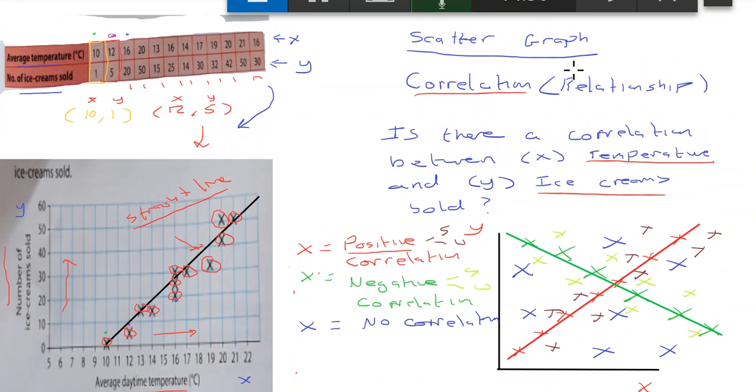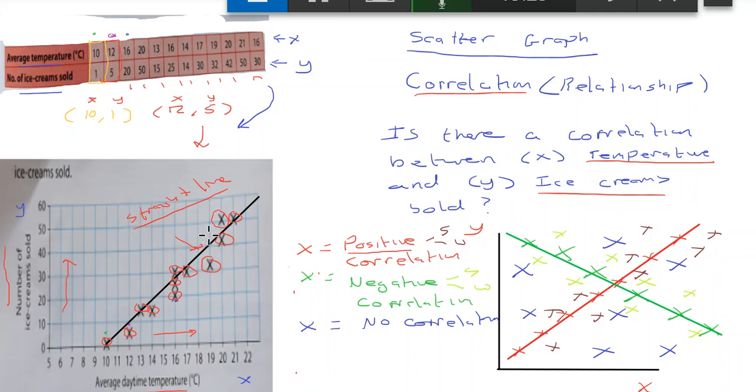Just as a quick introduction, and again, we'll go through examples and talk about it in a little bit more detail as well. But the idea is that you can construct a scatter graph if you're given a set of data, but also that you can interpret what it's actually telling you. So if we think about this one here, when we're looking at very concrete examples, we can see that as the temperature goes up, the number of ice creams sold goes up as well.